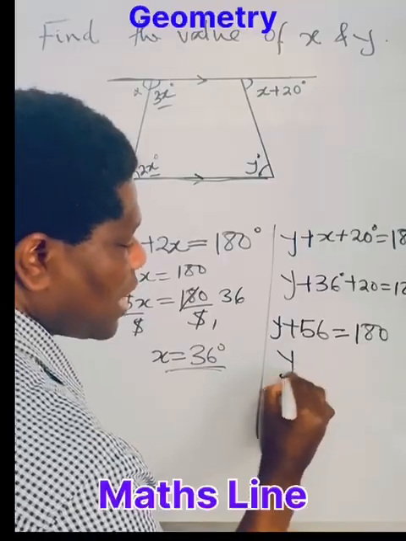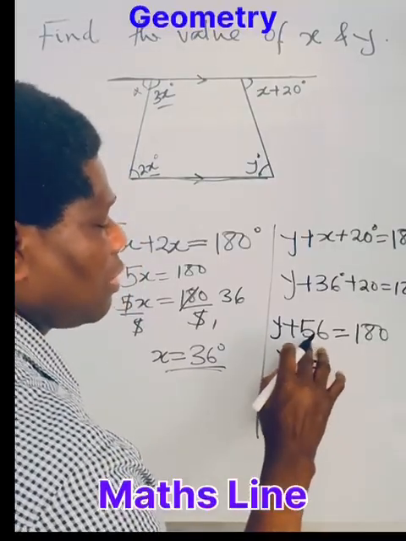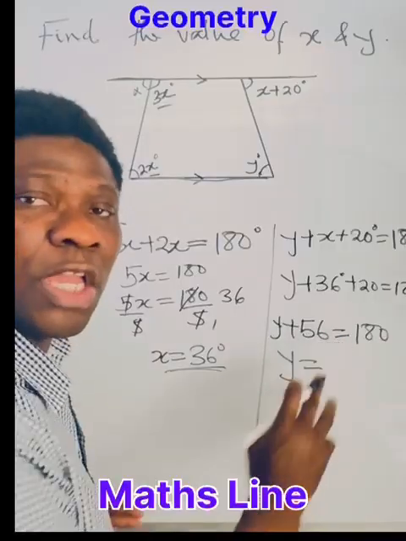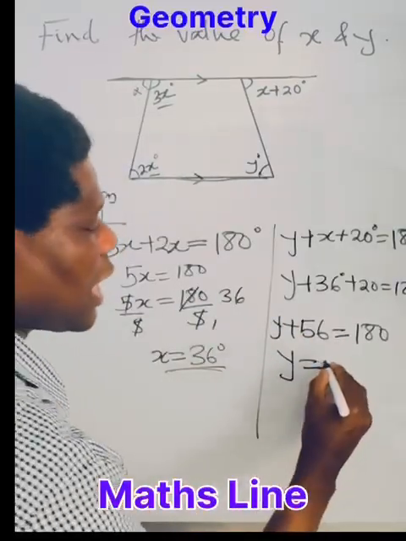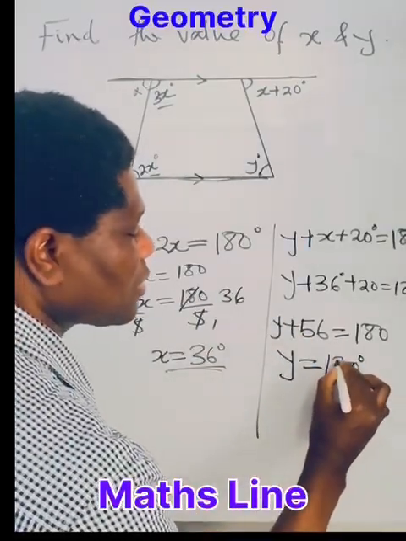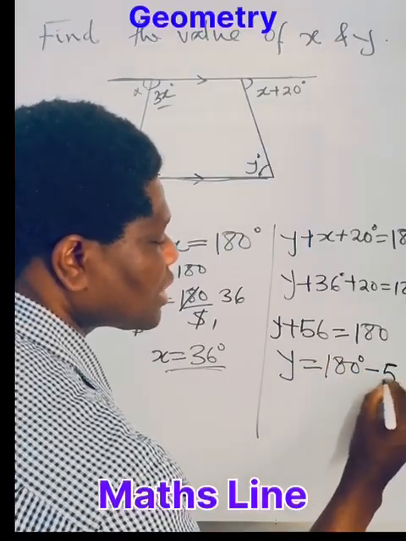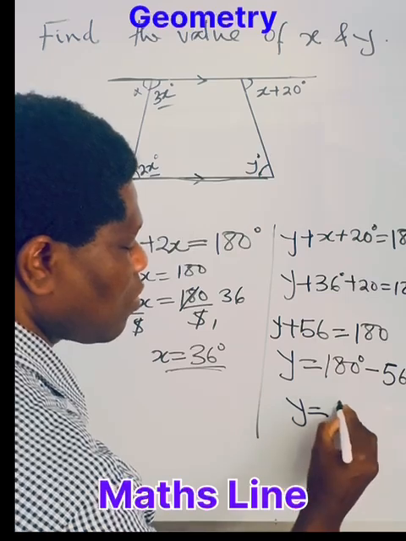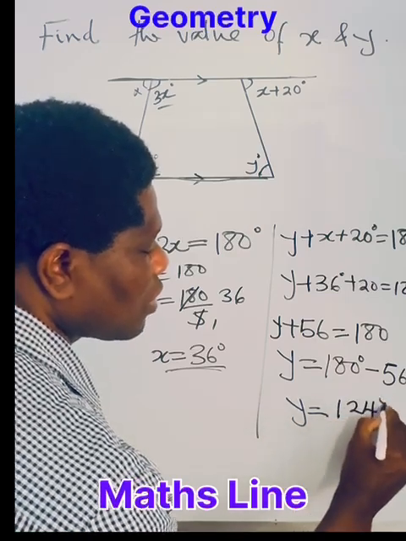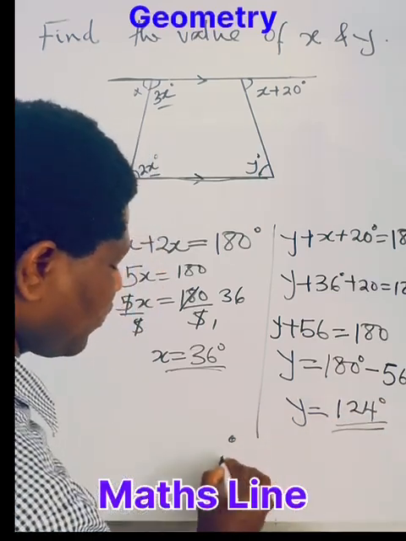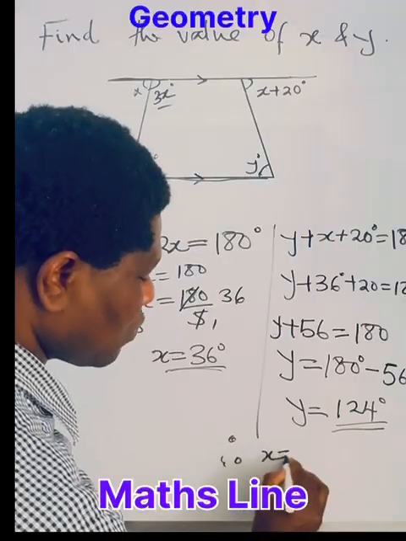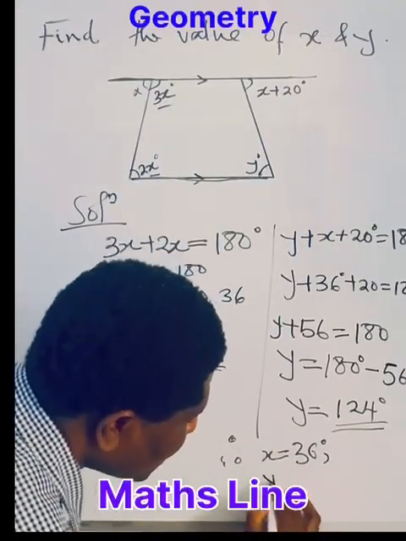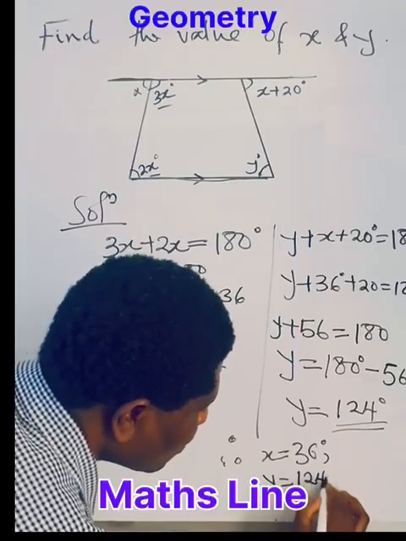We can now write that y is equal to, when 56 crosses the sign of equals to, it becomes minus. So here we have 180 degrees minus 56 degrees, which means that the value of our y is 124 degrees. So therefore, x is equal to 36 degrees and our y is equal to 124 degrees.